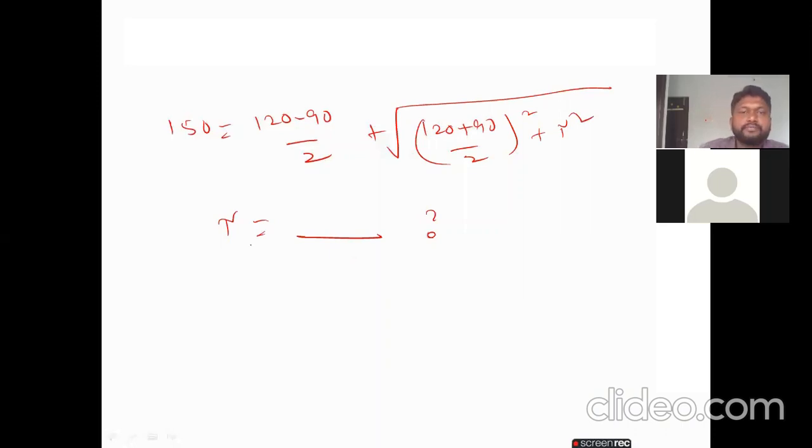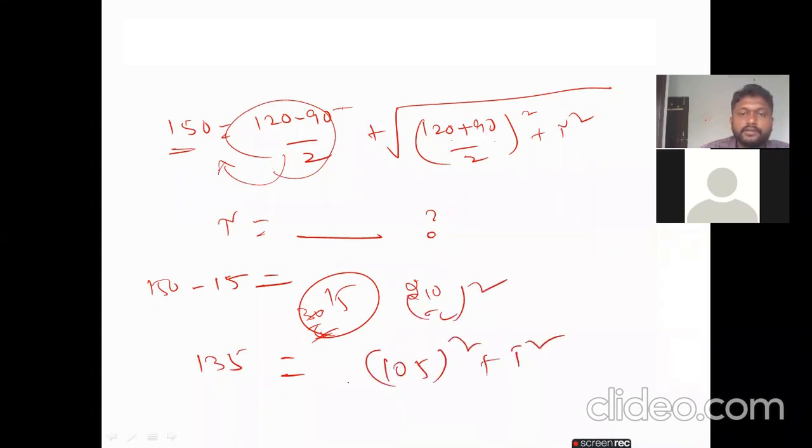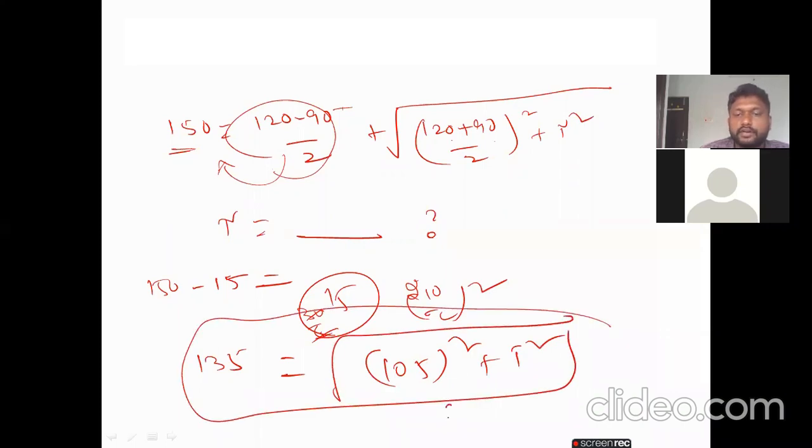Suppose you see 120 minus 90 by 2, how much value? It is 30 by 2, so that means I will get 15. So 150 minus 15, how much? 135 equals square root of ((120 plus 90), how much, 210 by 2) whole square. Then what happens? 105 whole square plus tau square. So now calculate the tau. Square both sides and tell me the answer.